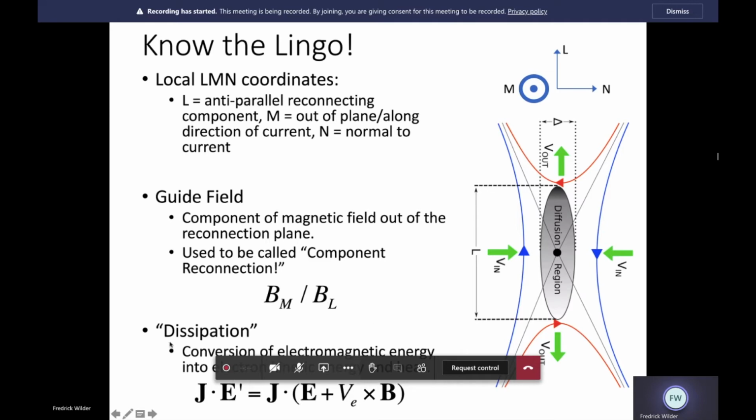Finally, I'll often say dissipation, and I don't mean dissipation in an irreversible sense. What I mean is conversion of the stored electromagnetic energy in these reconnection fields, the conversion of that to kinetic energy and heat. And that is simply J dot the electric field, the current dotted with the electric field in the frame moving with the electrons. So that's how we know there's electrons getting heated and accelerated.